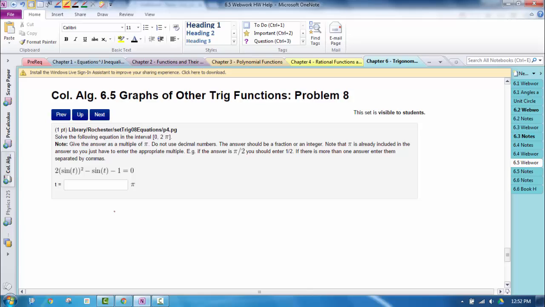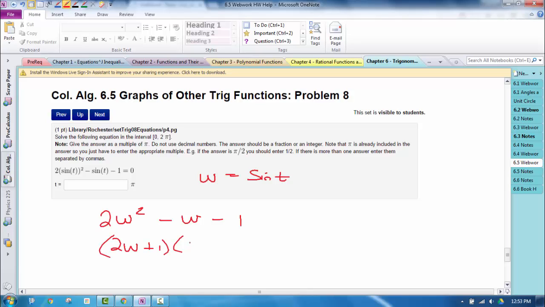Okay, the next problem wants us to solve this equation. Now, I'm going to first factor this because I noticed that if I call w equal the sine of t, or some other variable, you can use x if you want, what you get is 2w squared minus w minus 1, and I can factor this into 2w plus 1 and w minus 1. So basically that factors into 2 times the sine of t plus 1, if I plug sine back in, and then sine of t minus 1 equals 0.